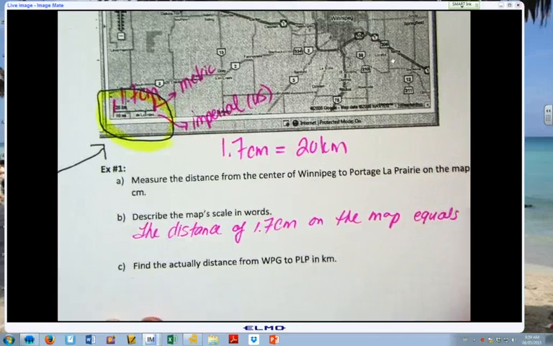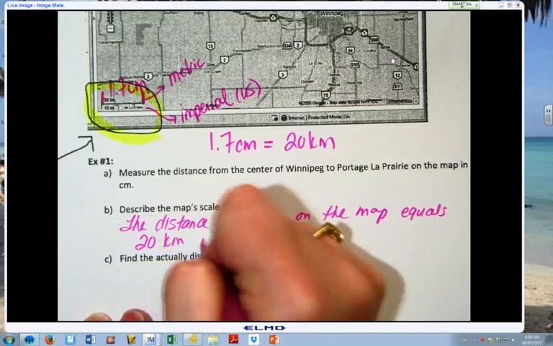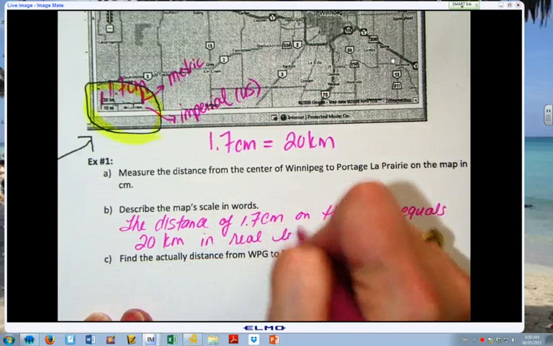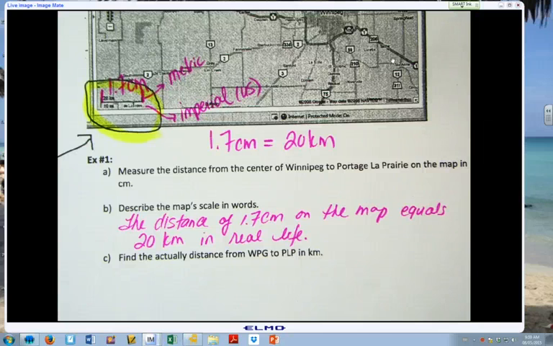Equals 20 kilometers in real life. Yes, Mr. Tacky. I'm not really good at understanding kilometers. Like, from here to, let's say, Polo Park. How many kilometers might that be? I'm guessing like 7-ish. That's a lot more. Yeah.